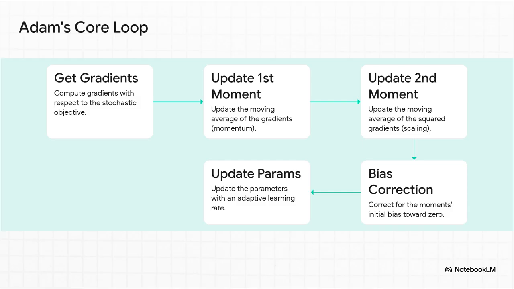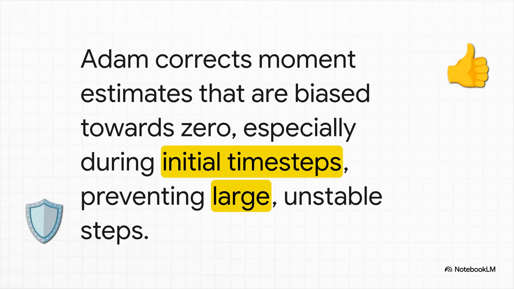At the same time, it updates a running average of the squared slopes, the second moment. And this is what helps it shrink or grow the step size. Finally, after a quick but super important bias correction, it takes its smart, calculated step. And I can't overstate how important that bias correction step is.